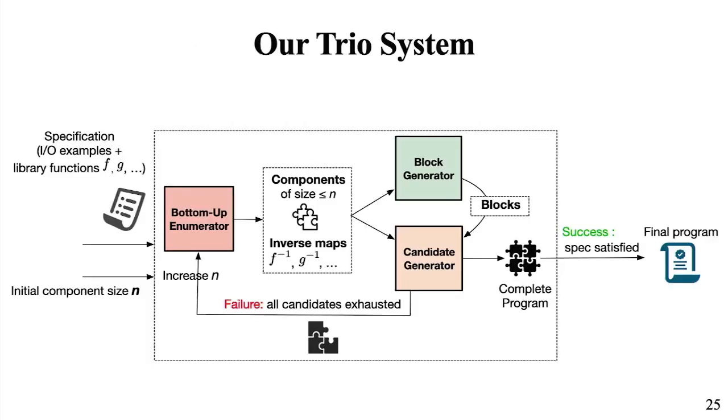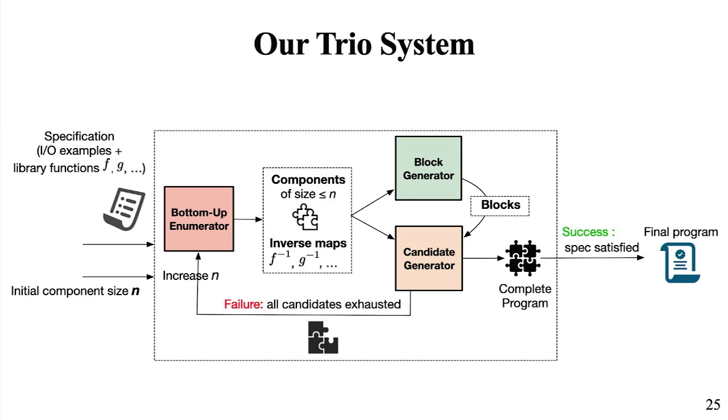Here's an overview of our system, which we named Trio. The system takes a specification, including a library of usable functions, and an integer n as input. And three modules interact with each other until a solution is found. The bottom-up enumerator generates a set of components whose size is less than n, and a set of inverse maps of library functions. I will explain what they are in a moment. Given these two ingredients, the block generator generates a set of blocks satisfying each I/O example.